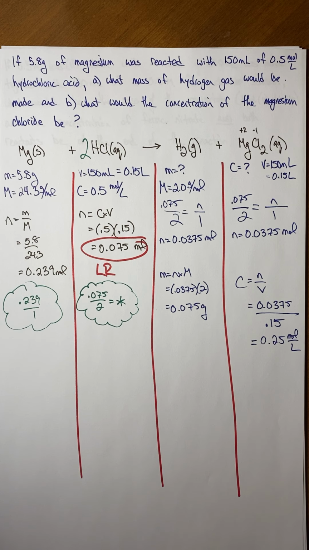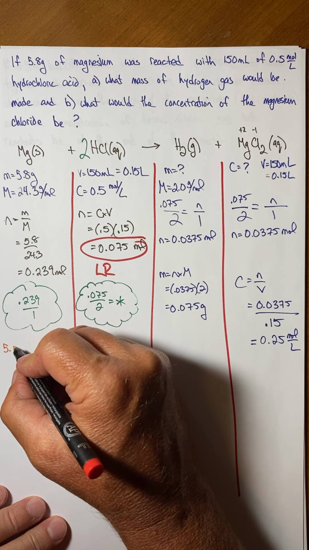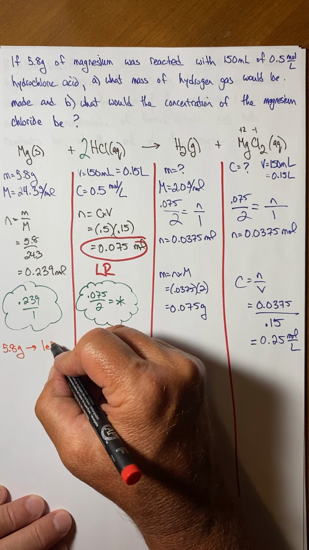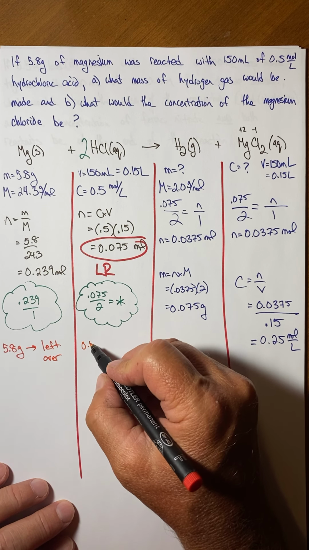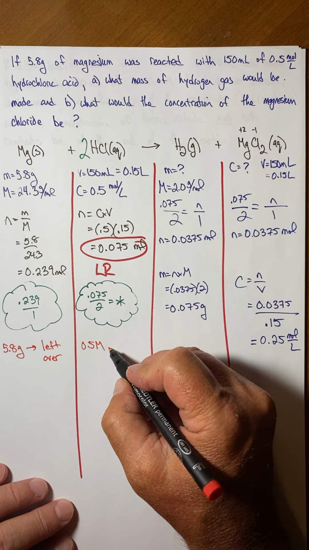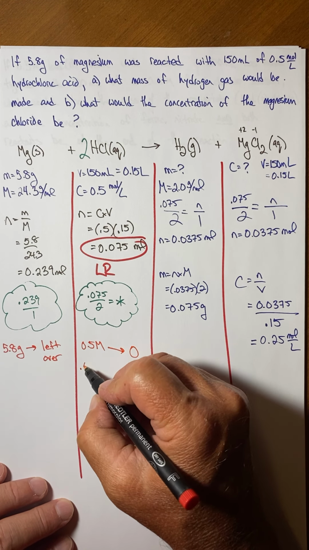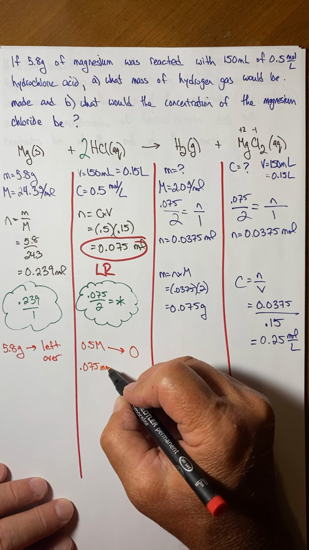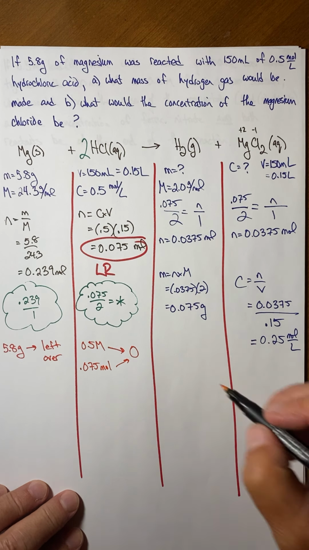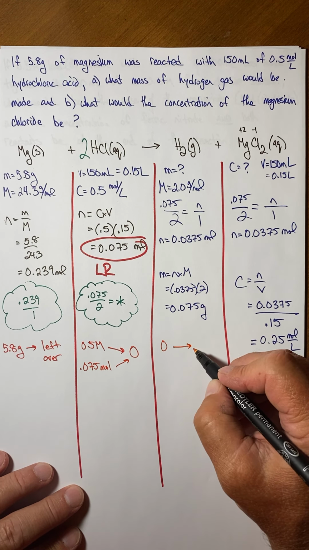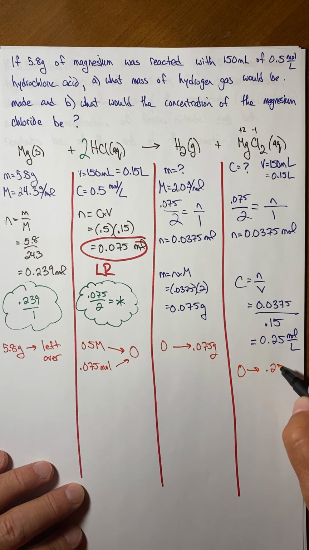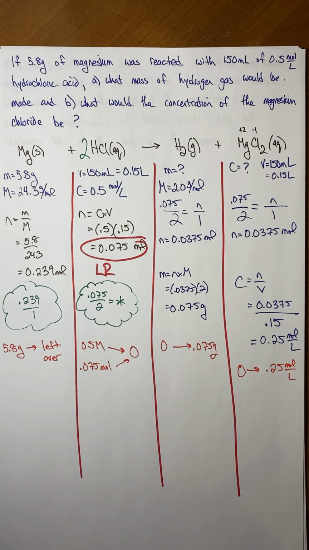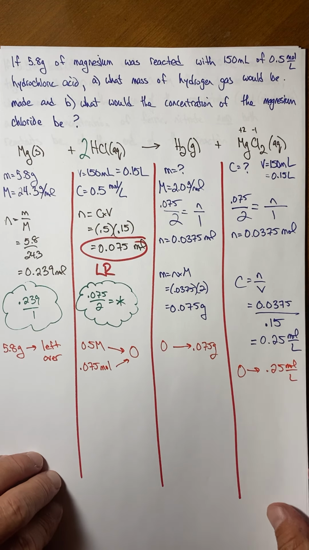All right. So again, I know this, I started at 5.8 grams and I ended up with leftover. There would be a little bit of magnesium left at the bottom. I started at 0.5 molar or moles per liter. I'm going to end up at 0. Now you could also say you started at 0.075 moles and you're going to end up with nothing. This you started at 0 and you've made 0.075 grams. This you started at 0 and you made a concentration of 0.25 moles per liter. All right. So that's that example. That's kind of a medium example.